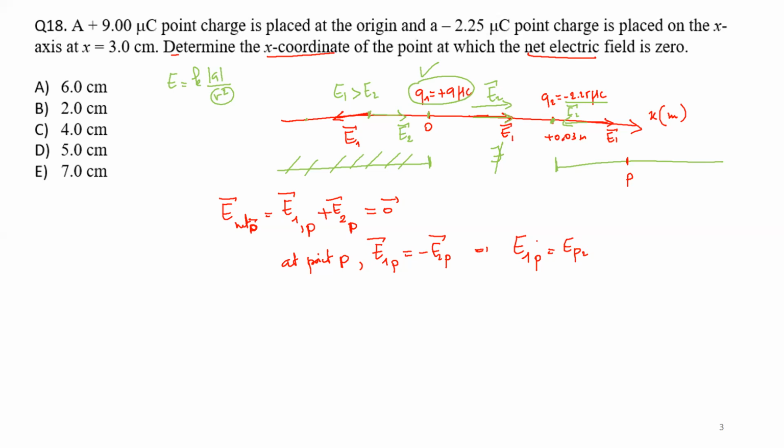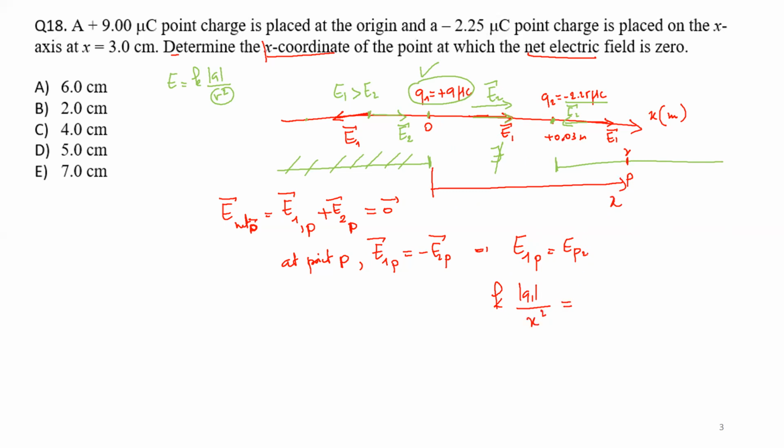But in magnitude, they should be equal. Now, in magnitude, what is the electric field created by charge 1? It will be K, absolute value of Q1 divided by the distance squared. Let me call it X here. So P is at coordinate X, because that's what I'm asking you: what's the X coordinate? So the distance between Q1 and the coordinate X will be X. I'm looking at this distance. So this is X, so here I have X squared.